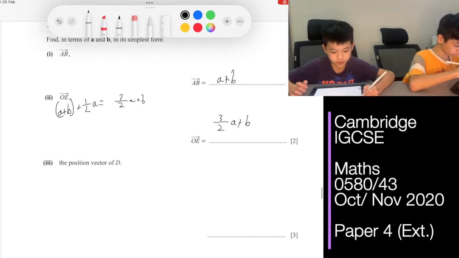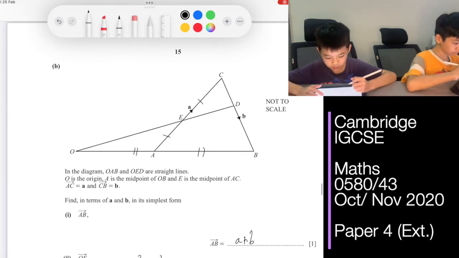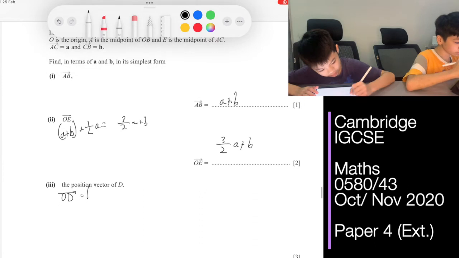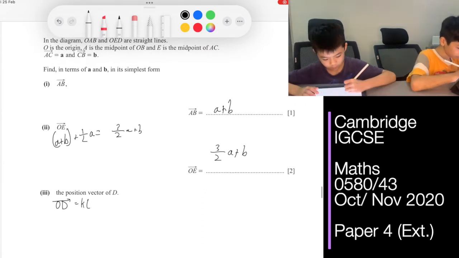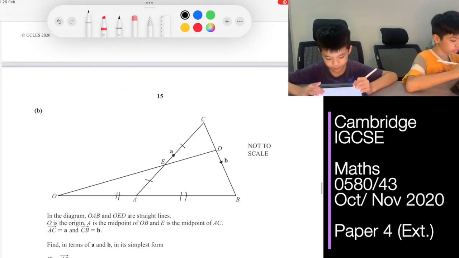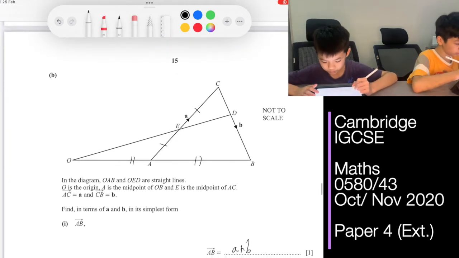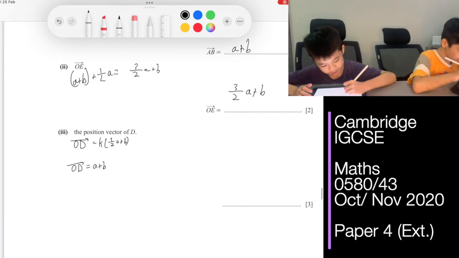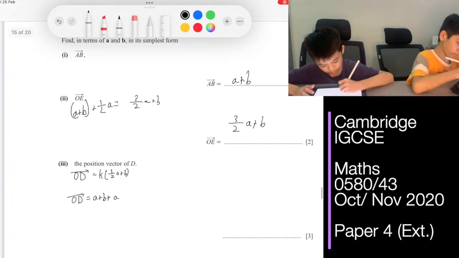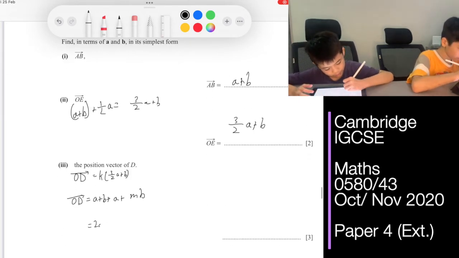Question B3, find the position vector of D, which is OD. It's basically a multiplier of OE, which is 3 half a plus b. So OD is also equal to OA, which is a plus b, plus a plus mb. We don't know what it is. Which is 2a plus m plus 1 b.